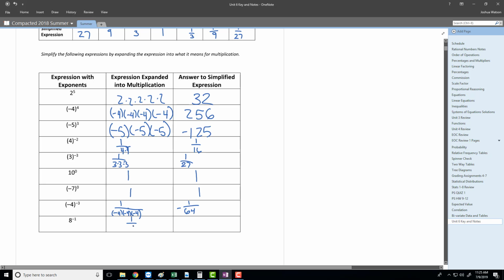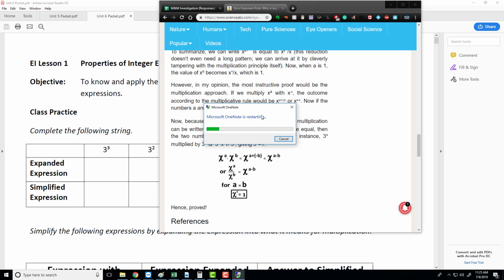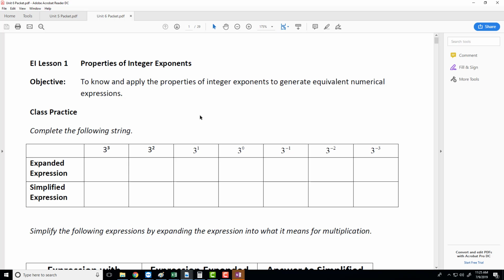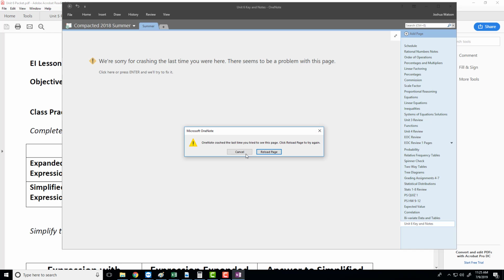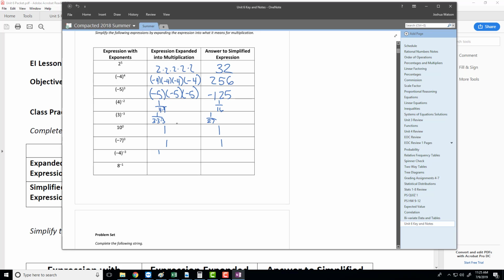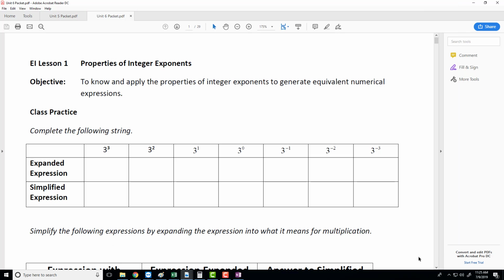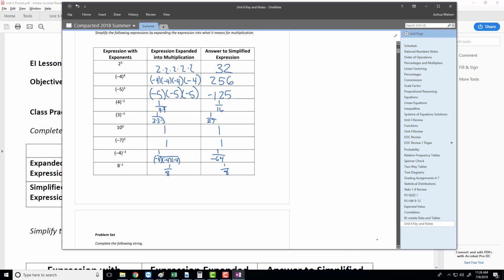8 to the negative 1 is simply 1 over 8. That's it. Oh, the tragedy. I'll redo that really quick. Okay, that's been redone. It is important to recognize that the negative exponent is not a negative sign. It means opposite or inverse. So we're doing the inverse of multiplication, which is division.